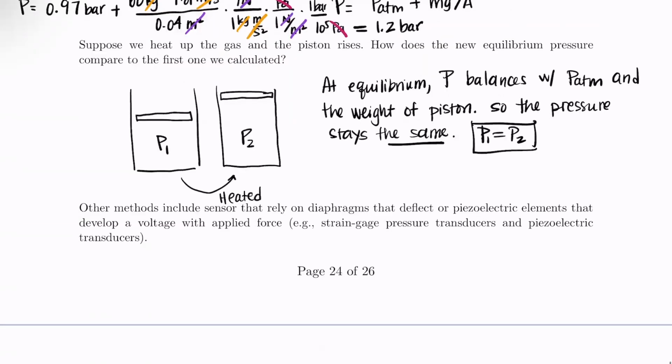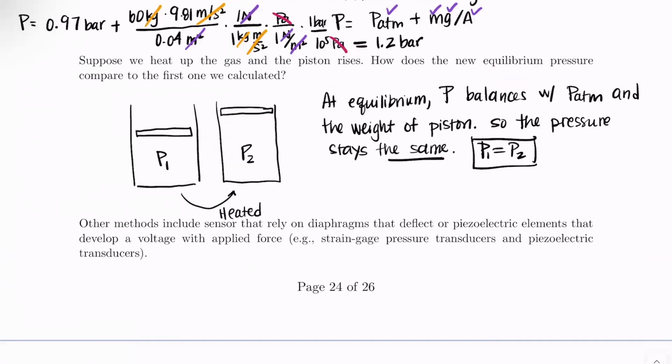Okay, so we talked a lot about barometers and manometers. There are other methods to measure pressure. They include different types of sensors that rely on diaphragms, for example, that will deflect, or piezoelectric elements that develop a voltage with an applied force. This is how strain gauge pressure transducers work, for example. So that is just an FYI sort of thing. It'll likely come up, maybe not. It could come up in lab that we talk more about different types of sensors for measuring things like pressure.